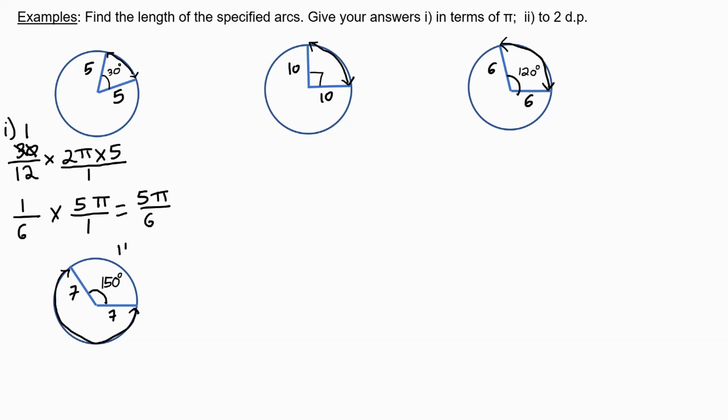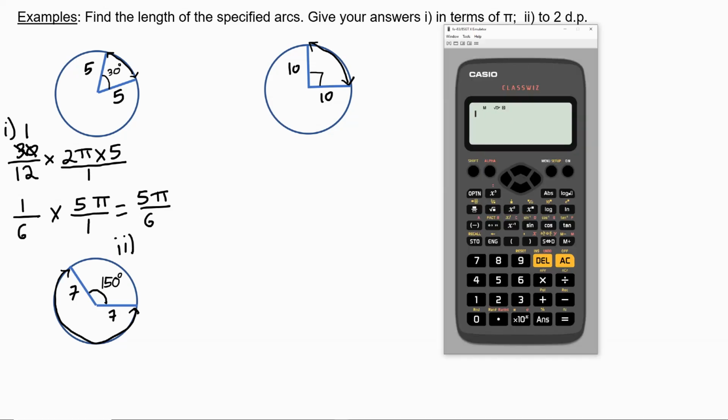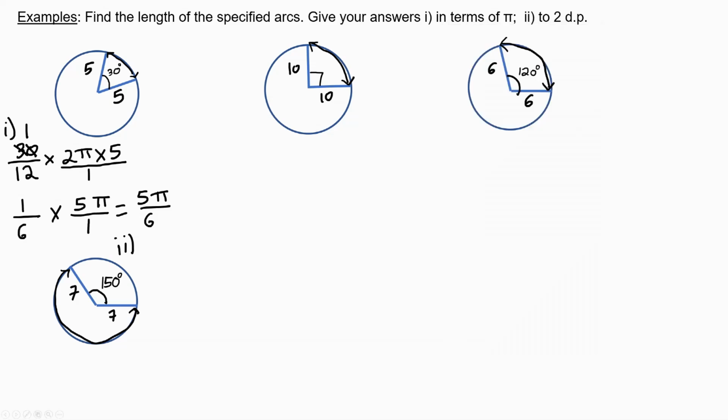And then if I want to give this to 2 decimal places, I can get my calculator. And I can do 5 shift pi over 6 equals SD, and I get an answer of 2.62 to 2 decimal places.